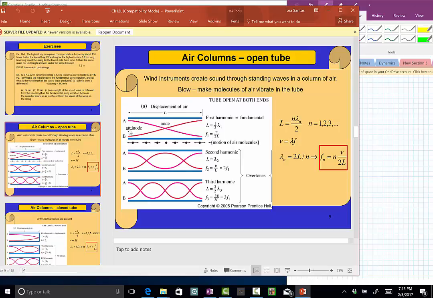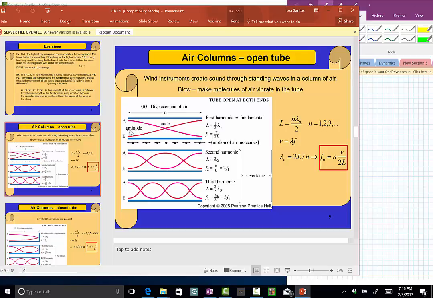Also, the medium is different. In the string, we have the string, so it depends on the tension and the density. Here, the medium is just air. So the medium within the flute is the same medium of the propagation of the sound wave. All right, but despite these differences, we end up with very similar equations.